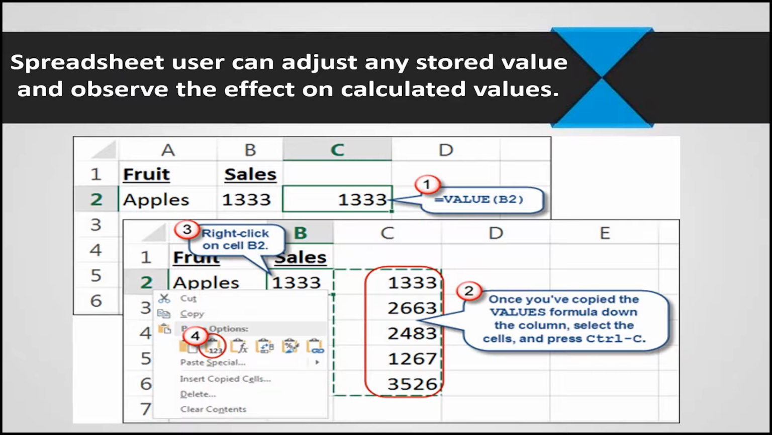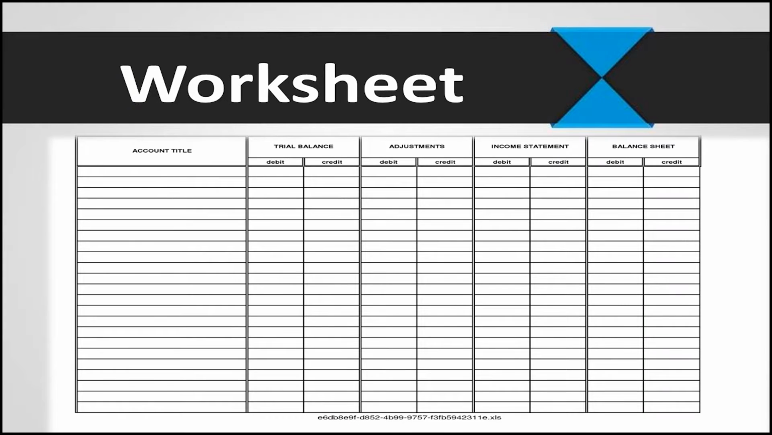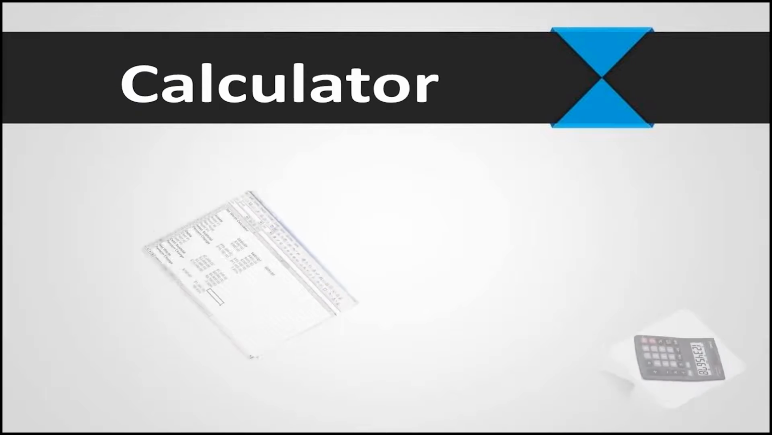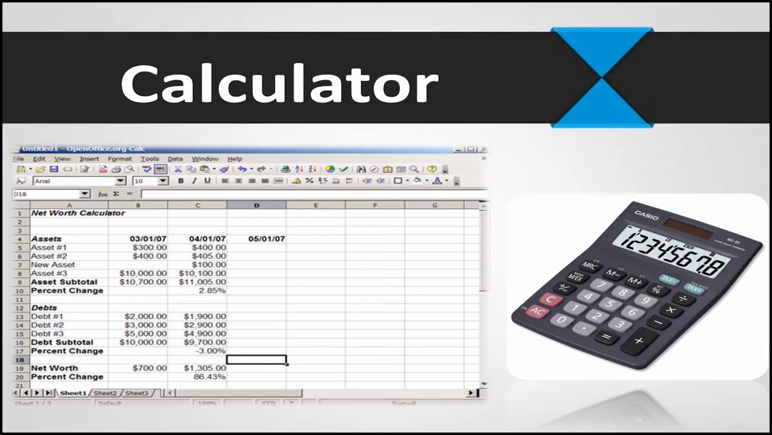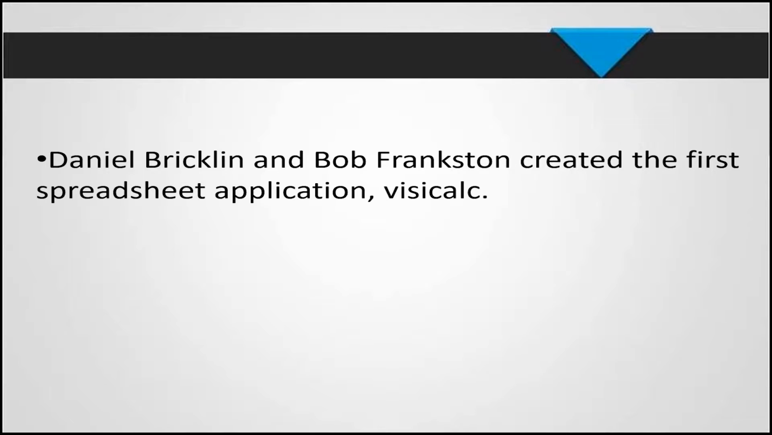Before the introduction of electronic spreadsheets, work was done on paper. The spreadsheets were manually designed using a pen and a ruler. Then calculators were used to carry out calculations. With the introduction of spreadsheets, this work became easy. Daniel Bricklin and Bob Frankston created the first spreadsheet application, called VisiCalc, for Visible Calculator.